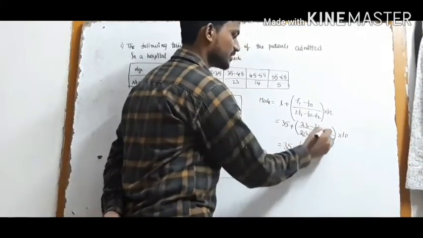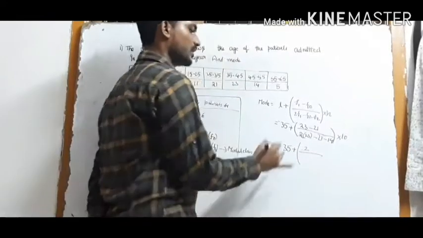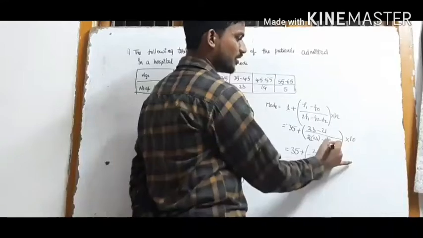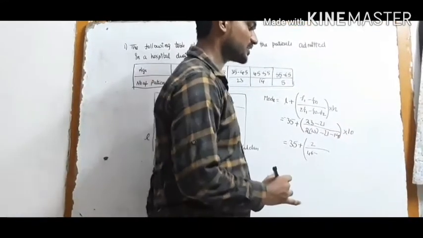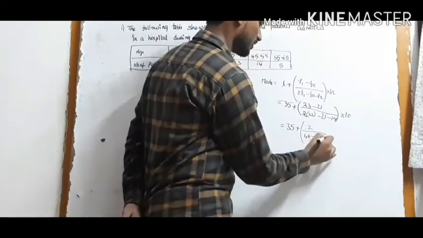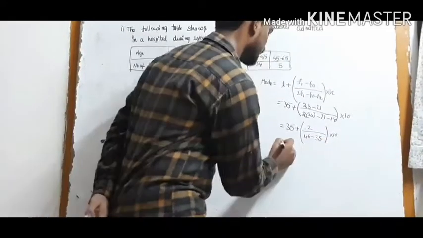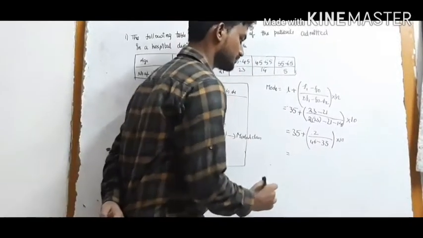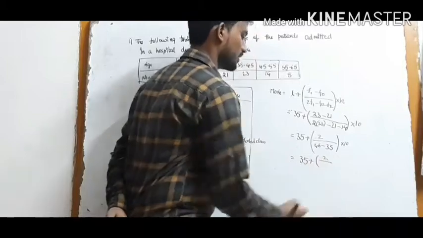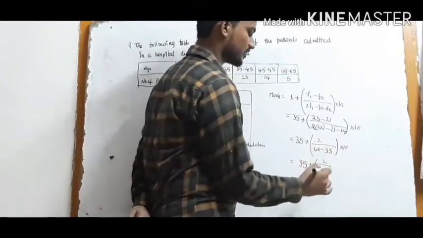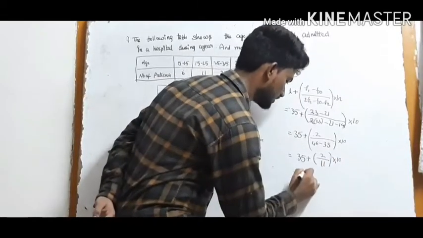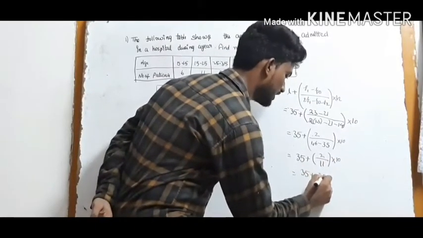35 plus (23 minus 21), that is 2, by (2 into 23, that is 46, minus 21 minus 14), that is 46 minus 35, which is 11, into 10. It is 35 plus 20 by 11.